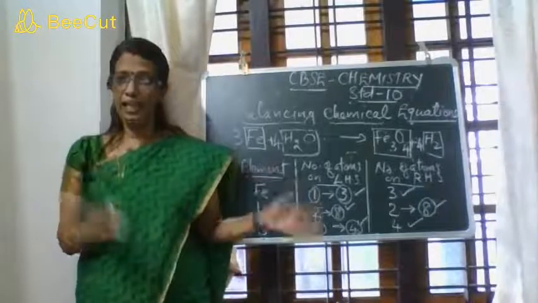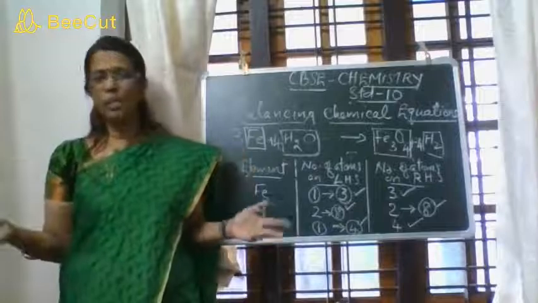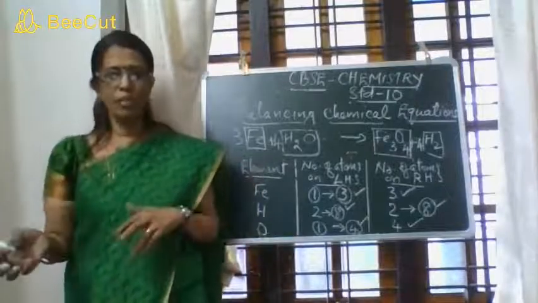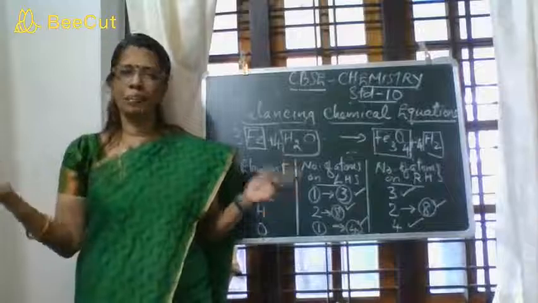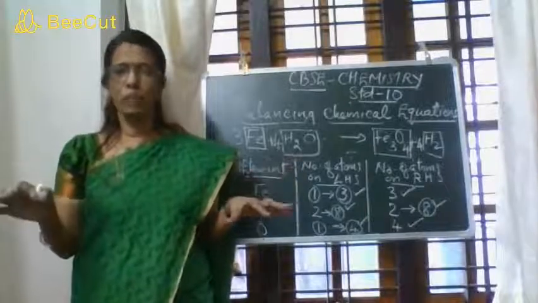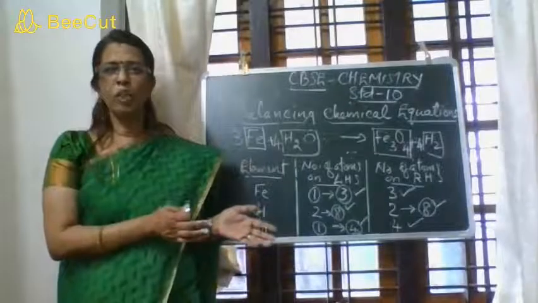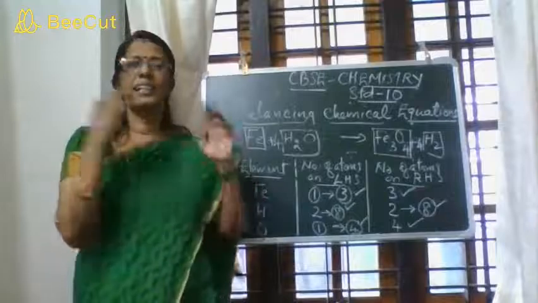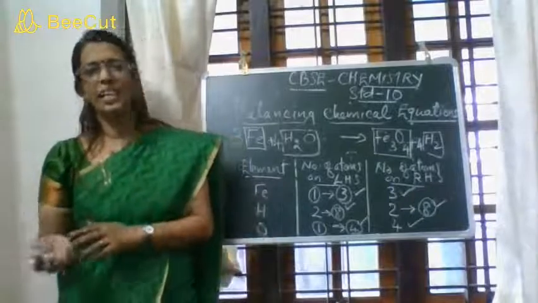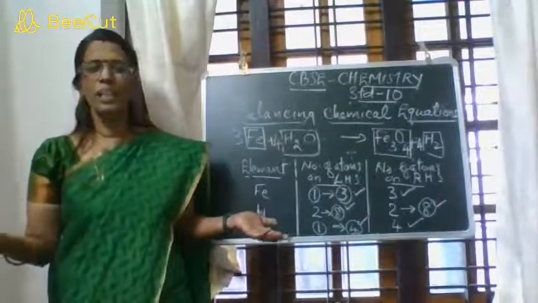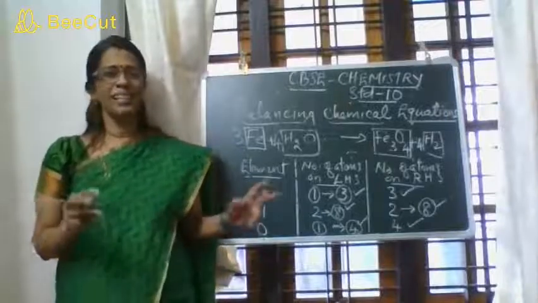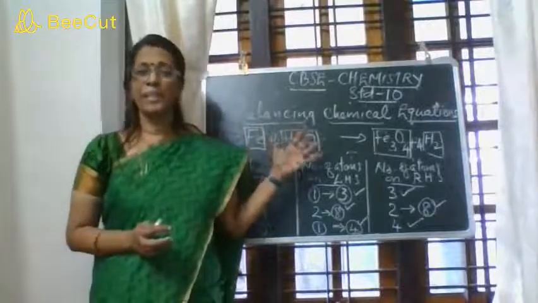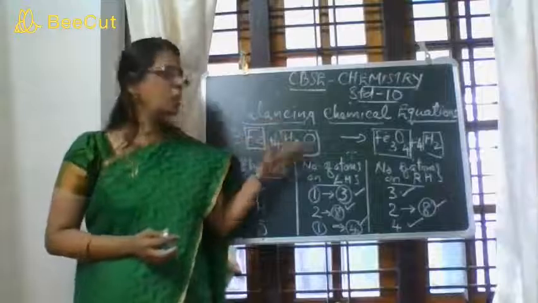A balanced chemical equation means a chemical equation in which the number of atoms of different elements present on both sides of the chemical equation are equal. That is, the number of atoms on the left hand side and the number of atoms on the right hand side of a chemical equation are equal. Such a chemical equation is called a balanced chemical equation. These two questions are the expected questions of this portion.